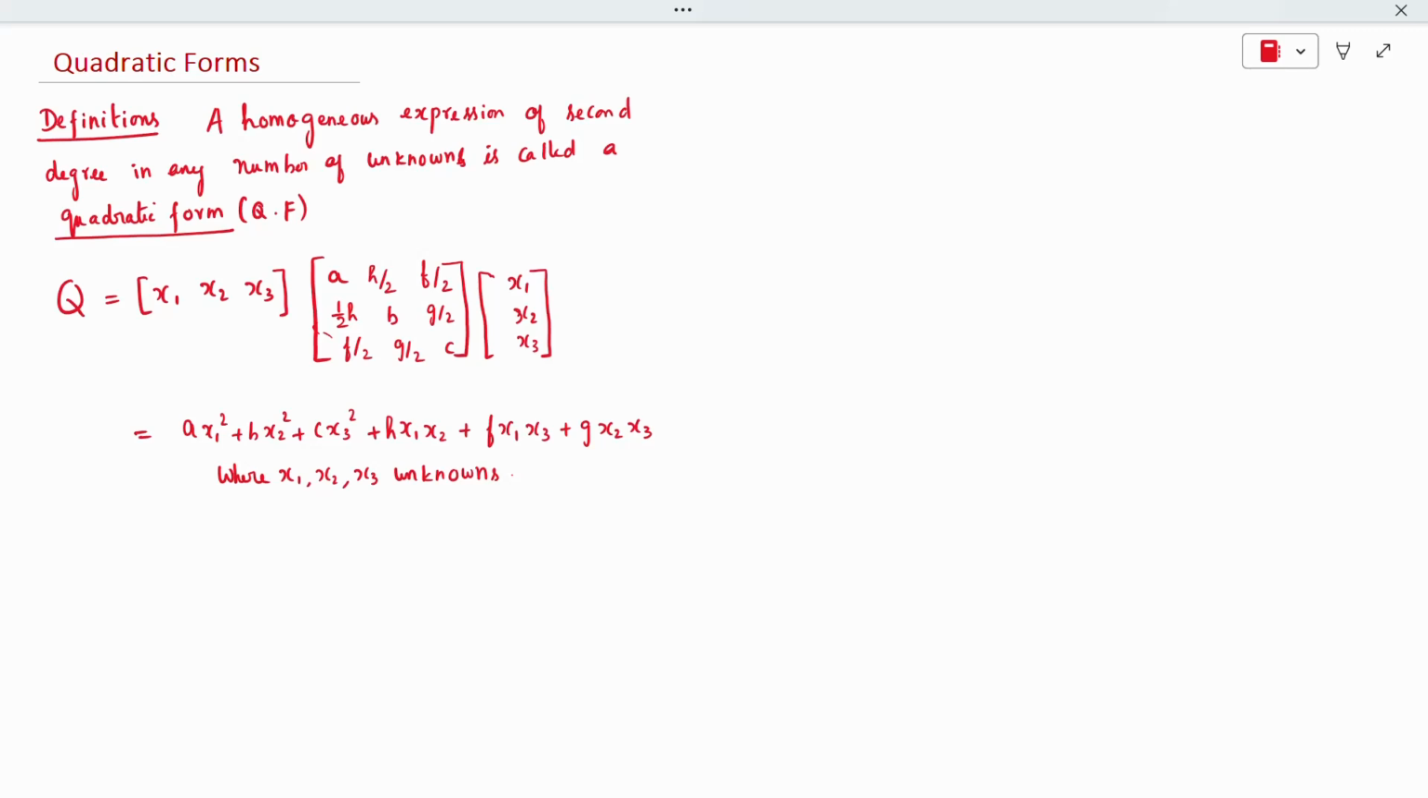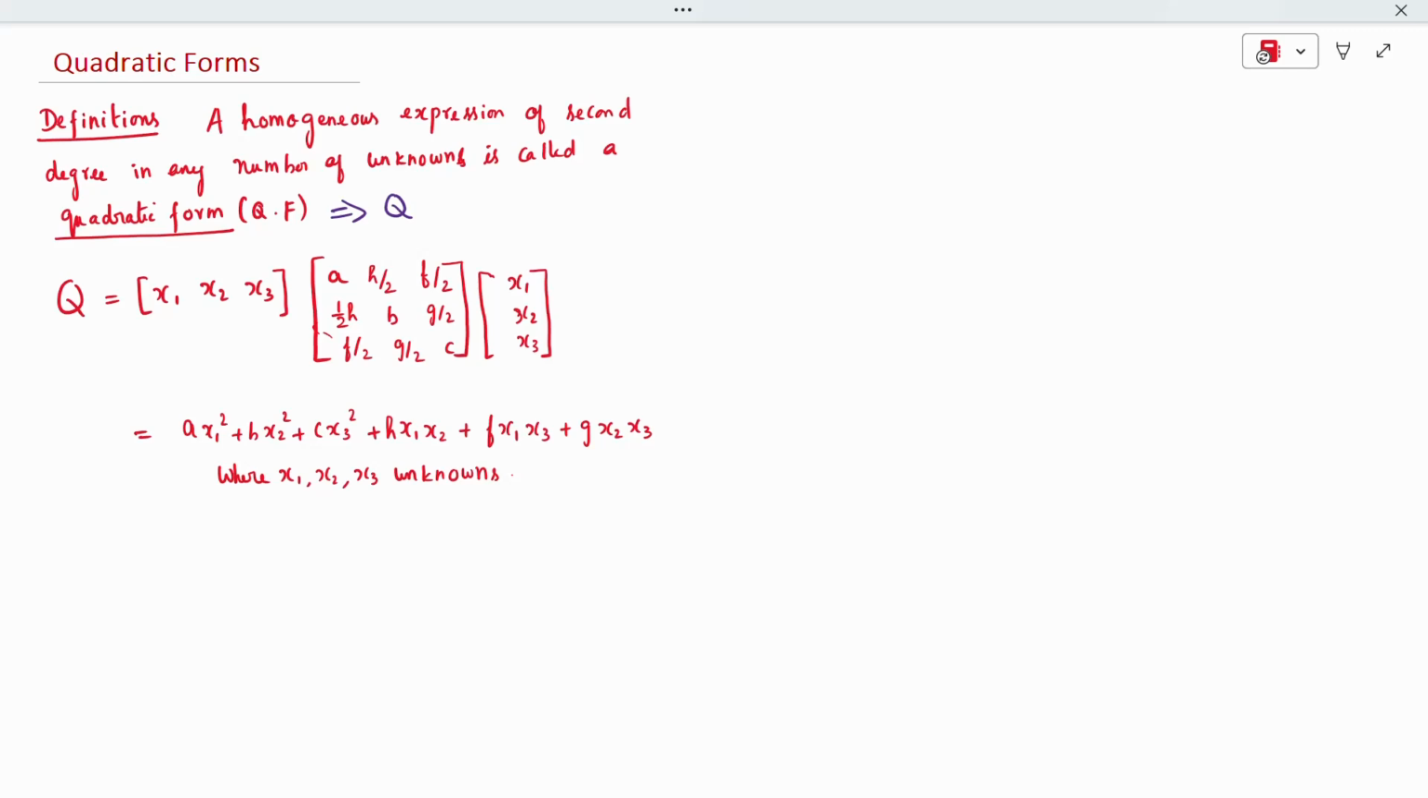Quadratic form, the shortcut is QF. We will denote the symbol as Q, for a quadratic form. It is a homogeneous expression of second degree. For example, the general format will be like this. It is in x1, x2, x3, in matrix format, column-wise x1, x2 and x3.